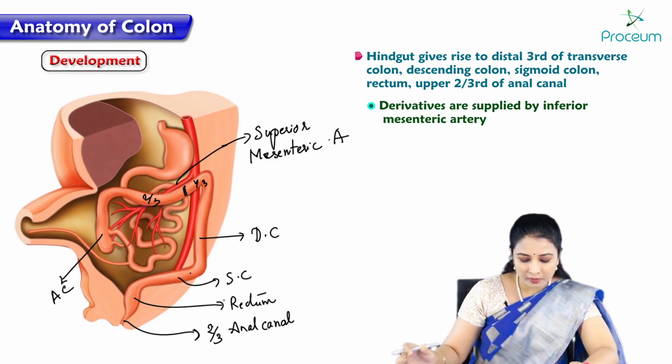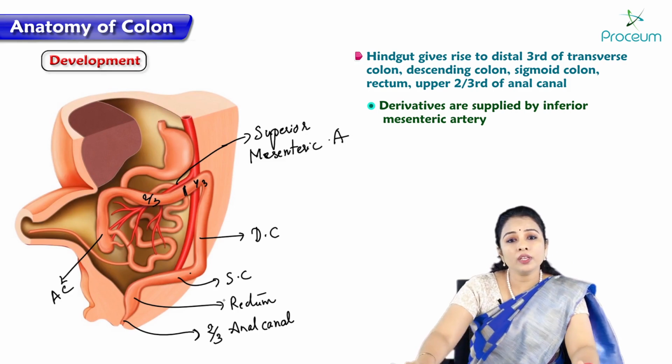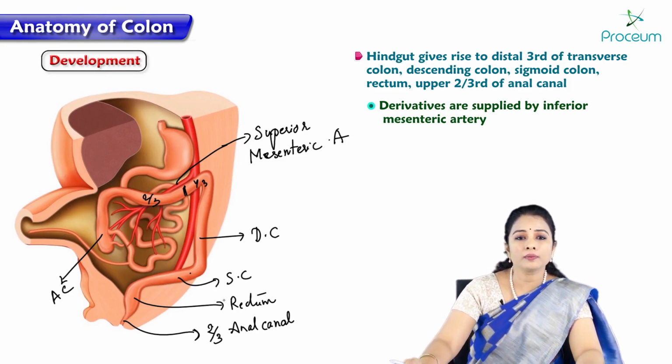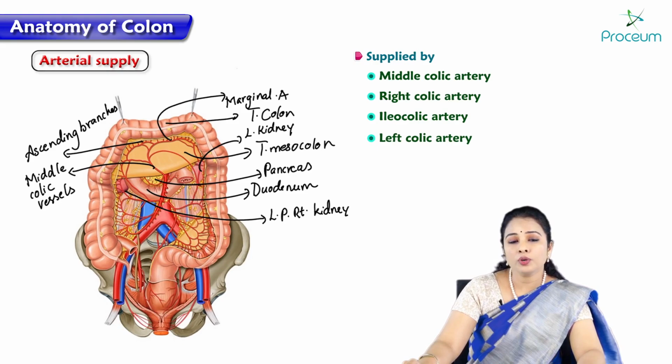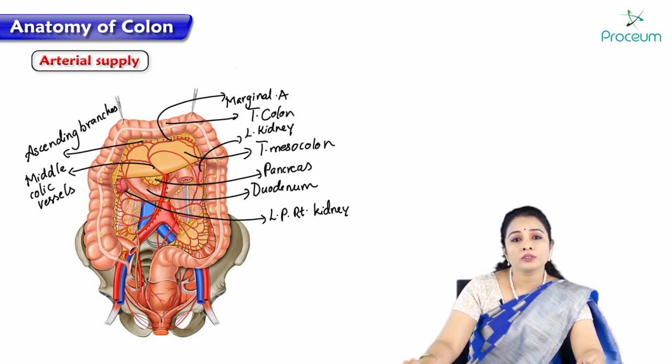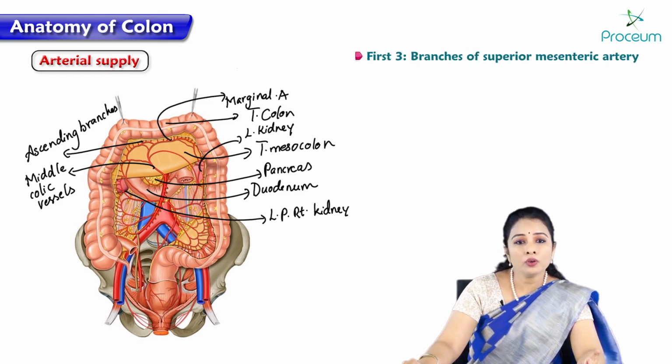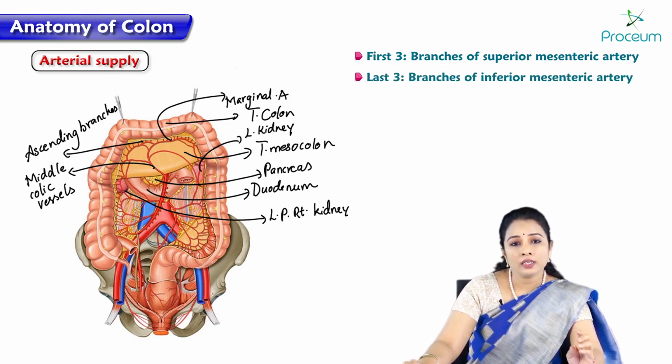In this image, the superior mesenteric artery alone is shown. So the inferior mesenteric artery is the artery of the hindgut. The arterial supply: the colon is supplied by the middle colic artery, right colic artery, ileocolic artery, left colic artery, sigmoidal arteries and superior rectal artery. So the middle colic, right colic and ileocolic arteries are branches of the superior mesenteric artery. And the last branches, that is the left colic and sigmoidal arteries and also the superior rectal arteries, are branches of the inferior mesenteric artery.